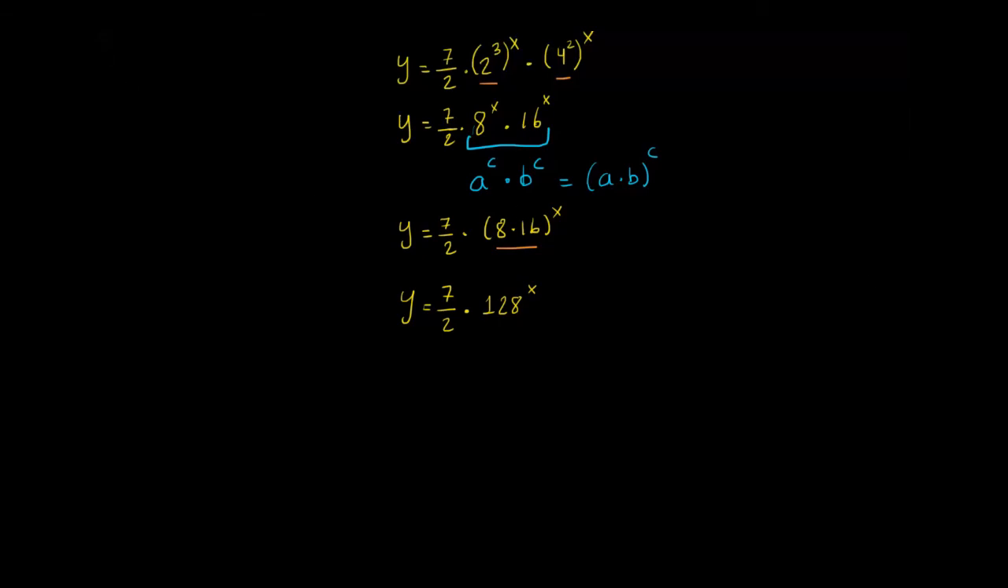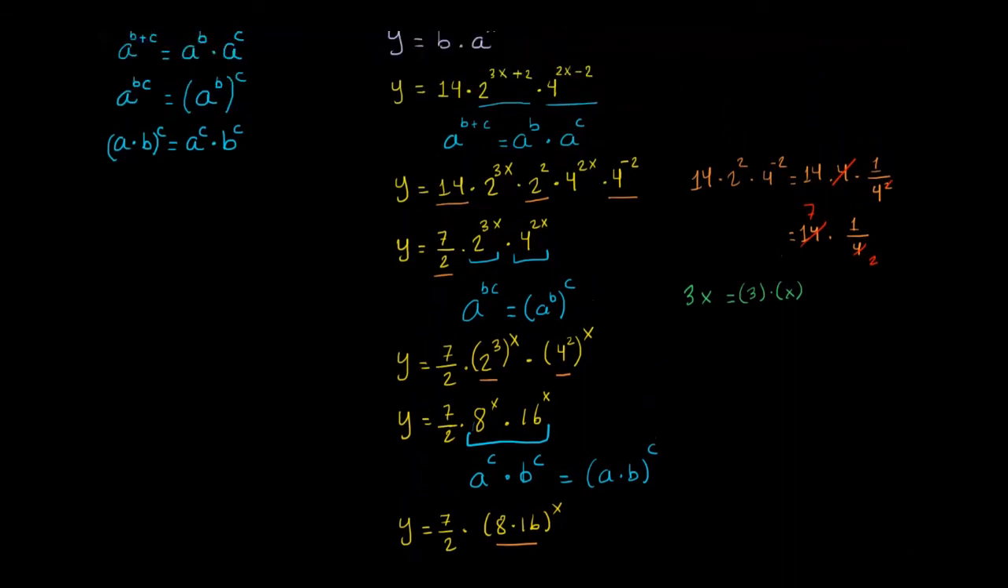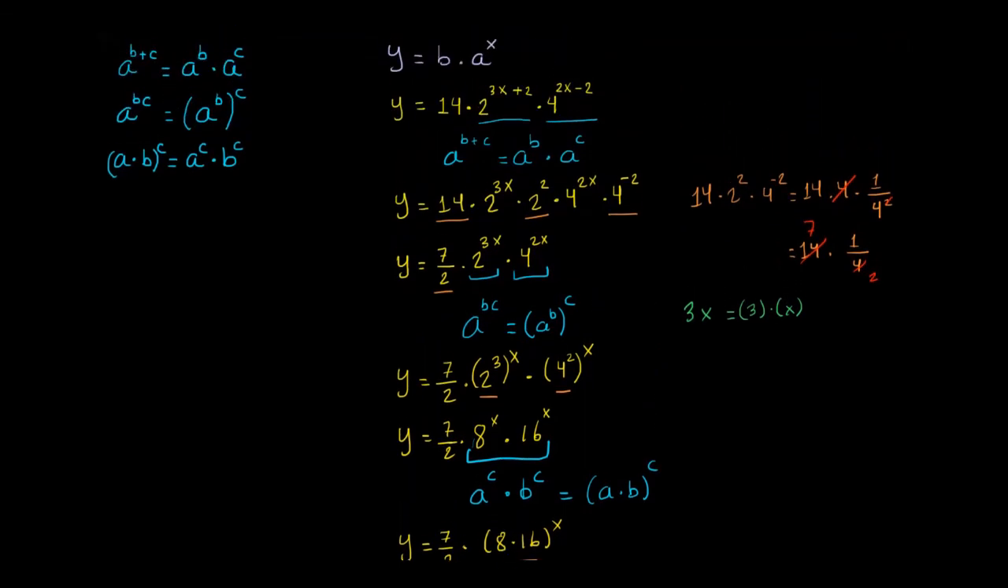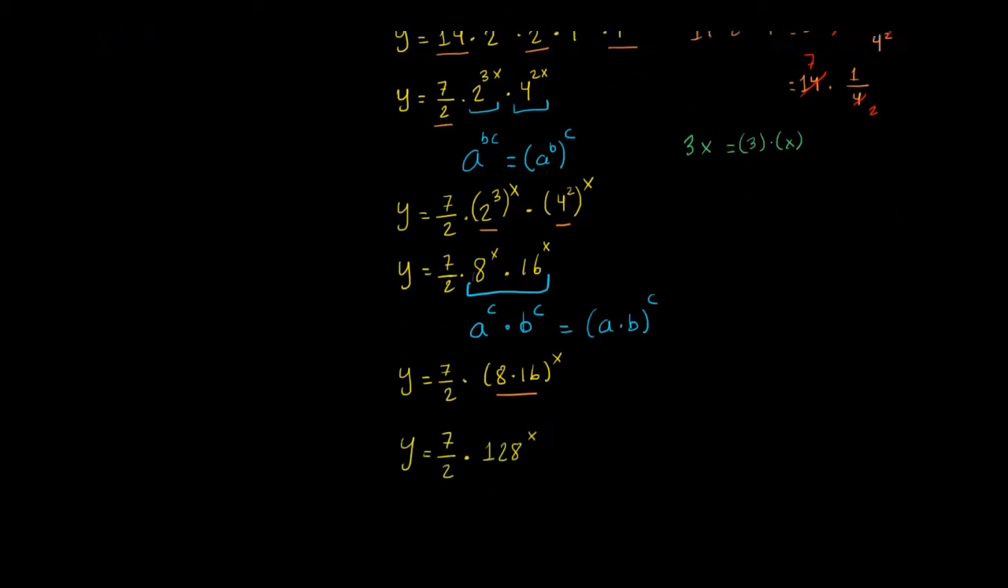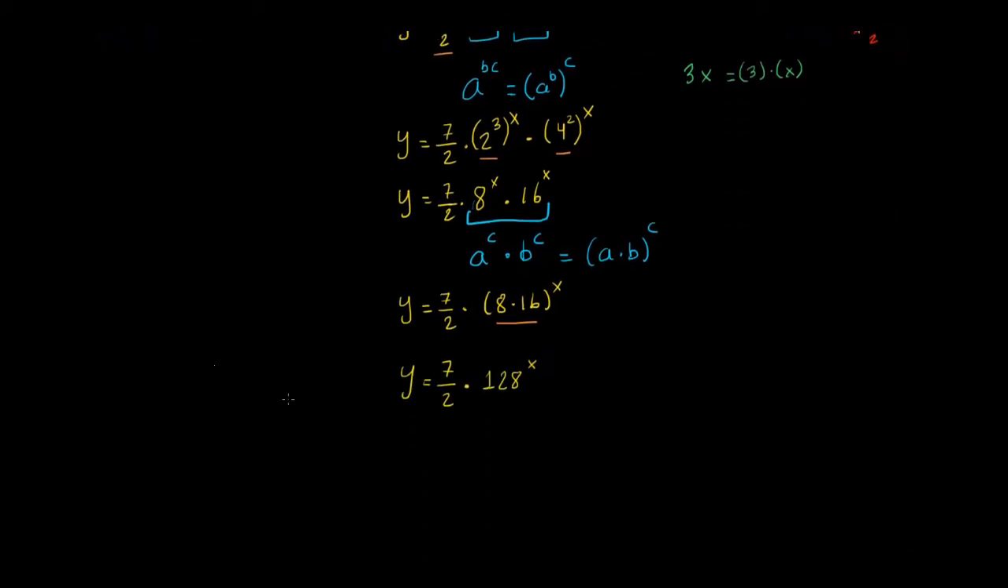From the beginning, we wanted to get to this expression in purple, y equal to b times a to the x, and that is exactly what we got down here. I'm just going to write the form down here so you notice. We got y equal to b, which is this 7/2, times a, which is this base 128, raised to the x, and that would be basically all of it with this example.